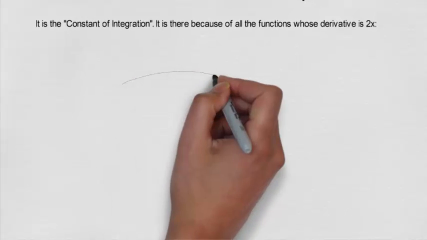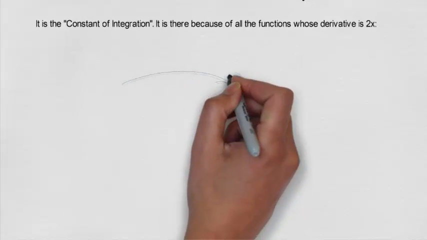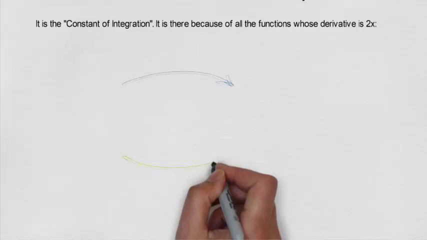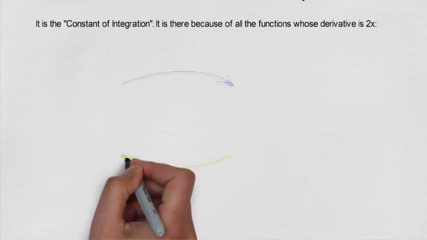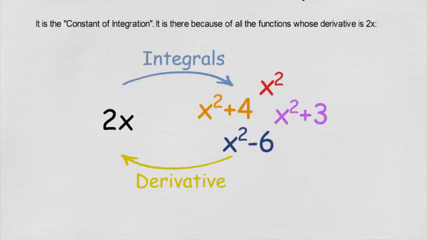The derivative of x squared plus 4 is 2x. The derivative of x squared plus 99 is also 2x, and so on, because the derivative of a constant is 0. So when we reverse the operation to find the integral, we only know 2x, but there could have been a constant of any value. So we wrap up the idea by just writing plus c at the end.